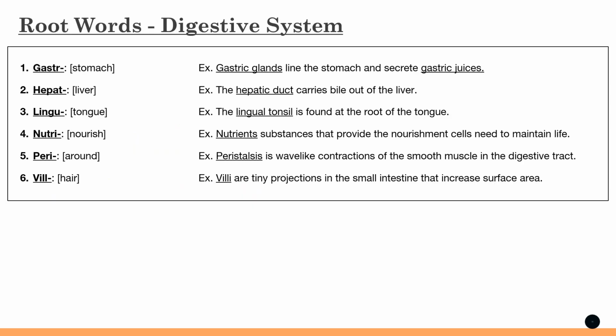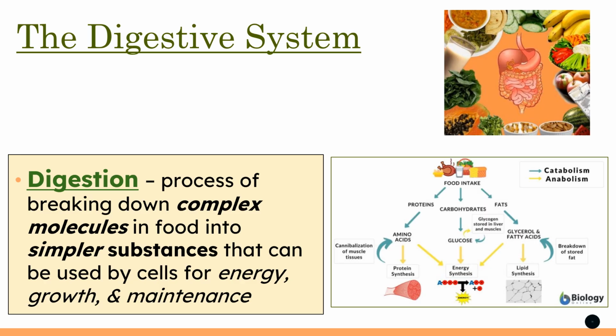All right, so here are your root words and prefixes to help you identify some of these science words in this chapter. This is not all of them, but this is some of the most helpful ones. So if you see that prefix gastro, that's going to mean stomach. Hepato is going to mean liver. Linguo is going to mean tongue, as in like linguistics. Nutri is going to mean nutrition. Peri means around. And vil usually means hair-like.